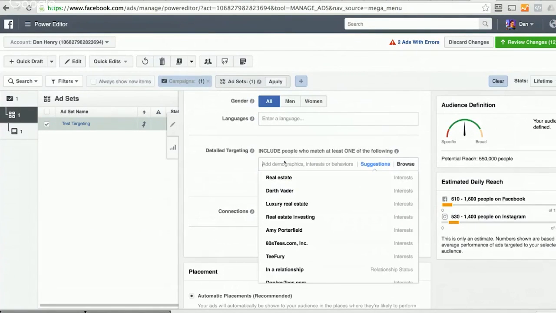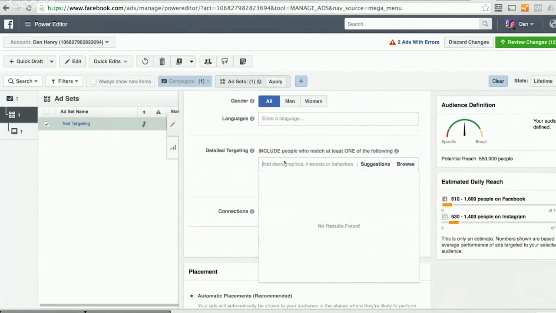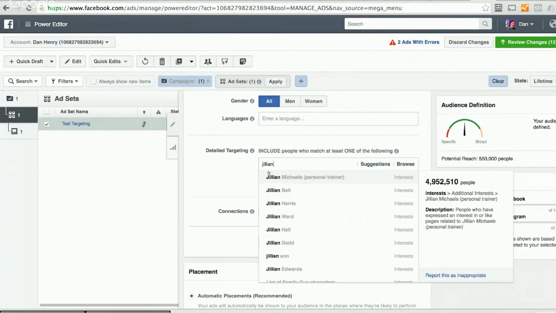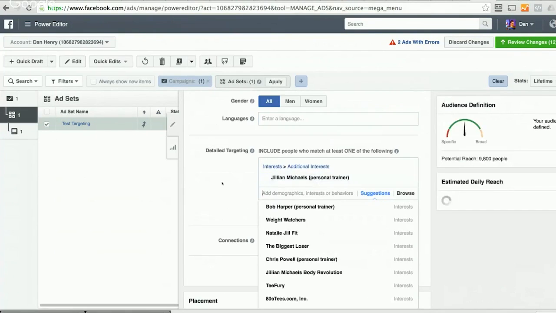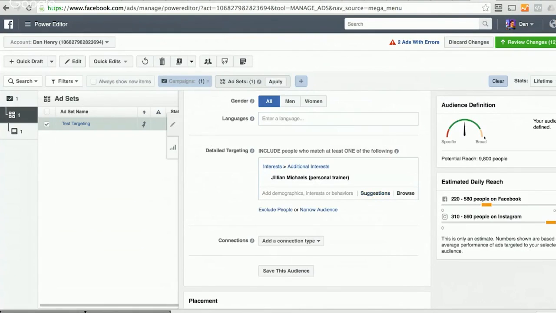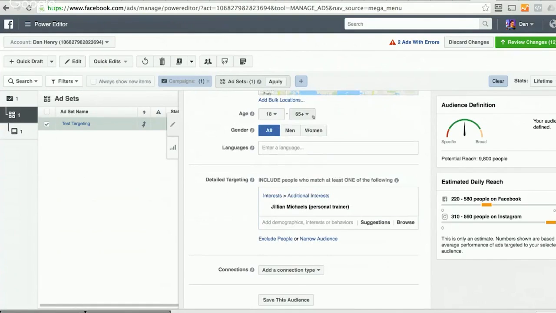So right off the bat, let me think of a competitor that is really popular with health and stuff. I'm not a health guy, but I believe Jillian Michaels right here, personal trainer. Oh, boom! It even says personal trainer. So I'm going to click that. All right. So now I've taken that 550,000 down to 9,800, which is not a lot, especially since I'm going to divide it up into demographics.